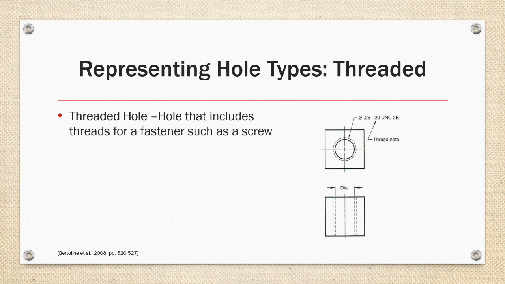In a profile view, the diameter of both the major and minor diameter will be represented as hidden lines as shown on the right.